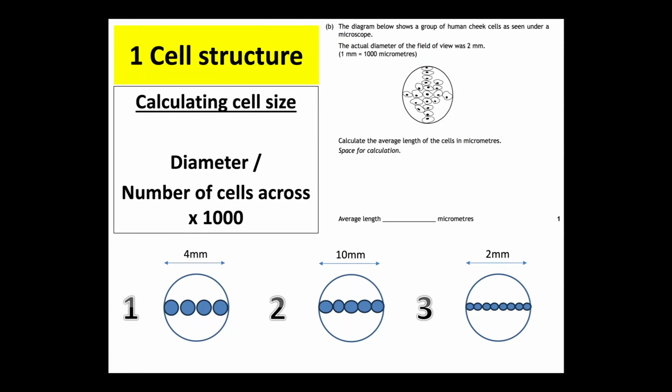Just to say, the mistake that students often make with this question is they will count all of the cells within the field of view. That's not what we're looking for. We know the diameter is 2, that's straight across here. So we're counting the number of cells that go straight across here as well.